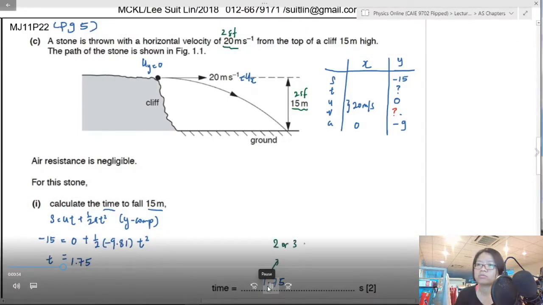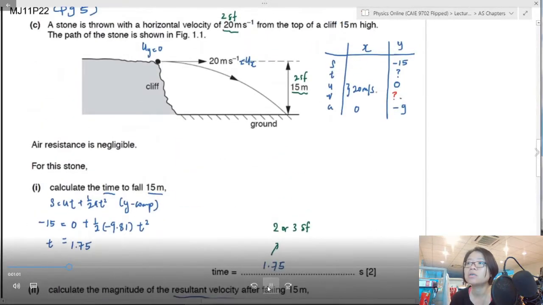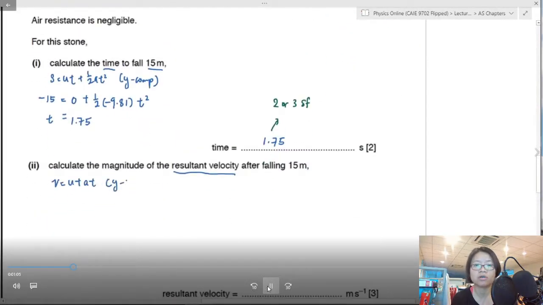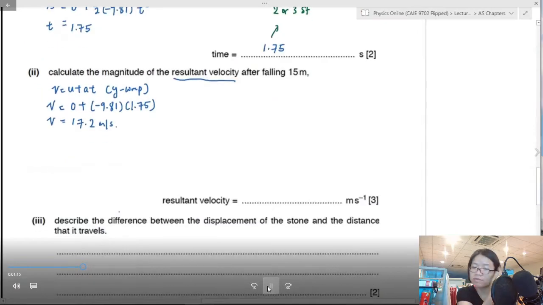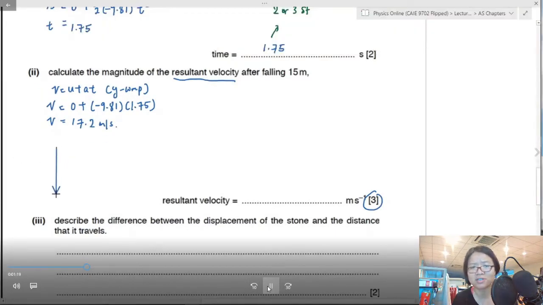Next part, you are asked to calculate the speed where it hits the ground after falling 15 meters. So we're going to find this V. To find this, I'll use V equals U plus AT for the Y component, and I'll substitute the total time of 1.75 seconds. So I'll get the downward velocity as negative 17.2, or 17.2 downwards. Because this is 3 marks, it should tell you that this is not your final answer.